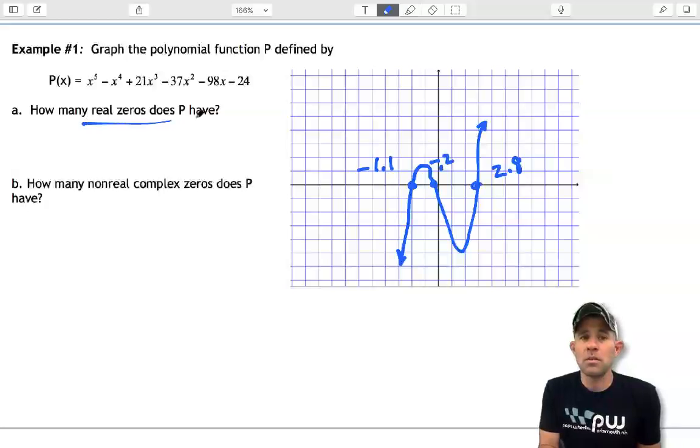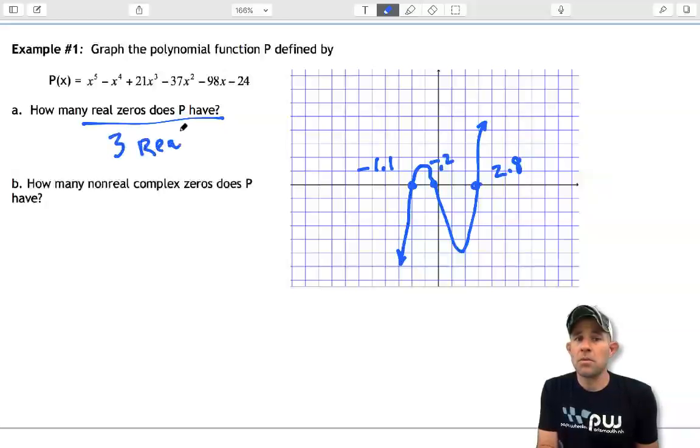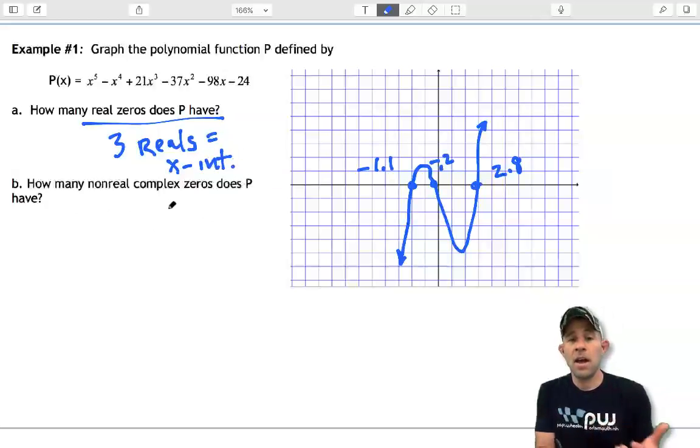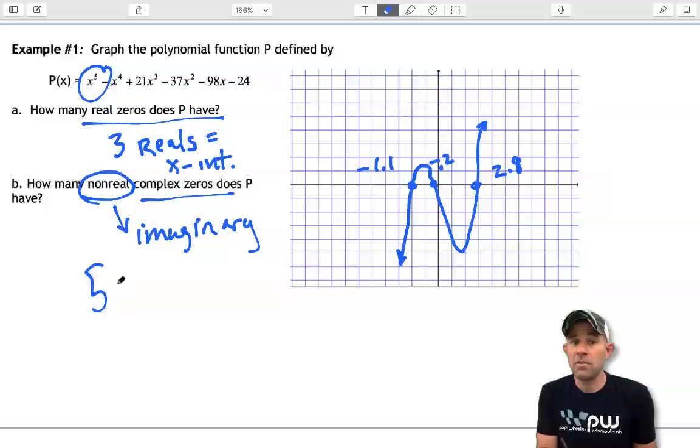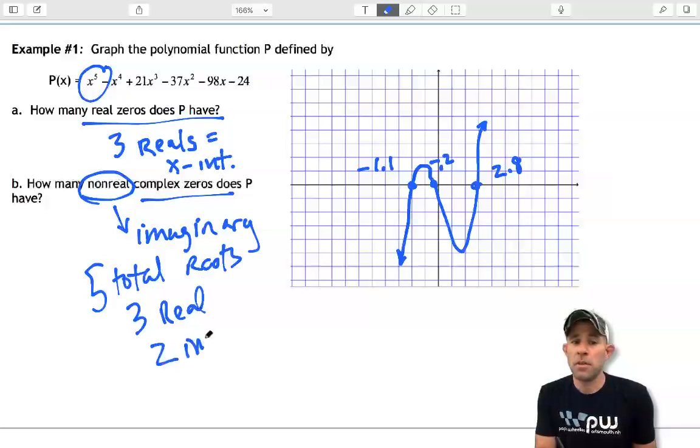It says, how many real zeros does p have? Well, the number of real zeros is the same number as x-intercepts. So we say it's going to have 3 real roots, and this is, again, the same number as x-intercepts. All right, and it says, how many non-real complex zeros does p have? So the non-real part is the imaginary. And we know because I got a degree of 5, there has to be 5 total roots or solutions. And since 3 of them are real, that means the other 2 must be imaginary.